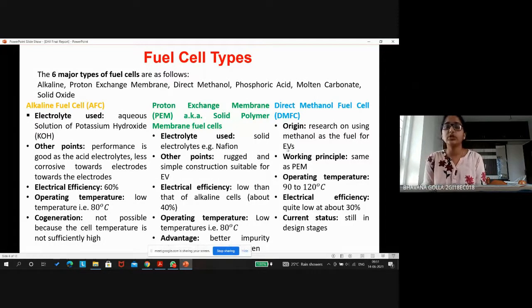Cogeneration refers to the extra waste heat energy that is released by the fuel cell that can be used to generate electricity. That provision is not there in the alkaline fuel cell because the cell temperature is not sufficient for cogeneration to happen. We need some particular temperature which is not possible in alkaline fuel cells.